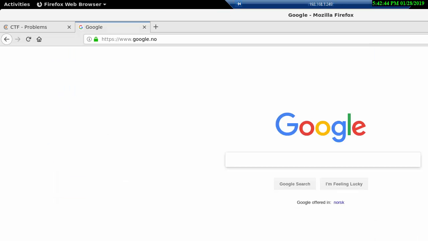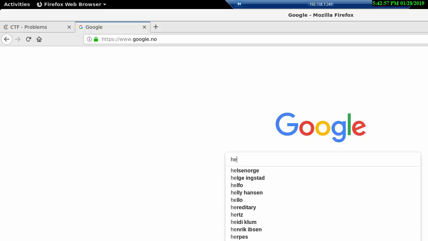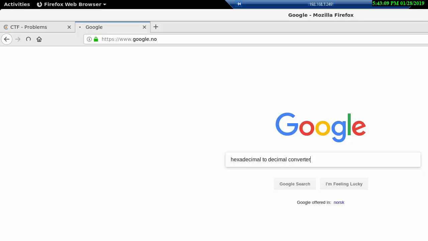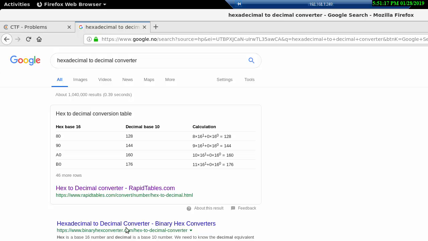That brings us back to Google, and all we have to do is find an online program to convert hexadecimal base 16 into decimal base 10. We are going to type in hexadecimal to decimal converter. We have our rapid tables here, which we once again will use.